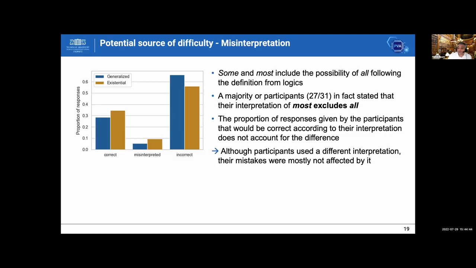The proportion of responses given by the participants that would be correct according to their interpretation does not account for the inference. If we have a quick look into this, we see that the correctness between generalized and existential, just for those who misinterpreted them, they are very, very few.